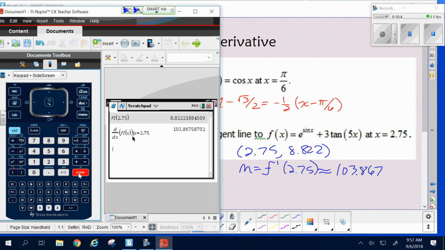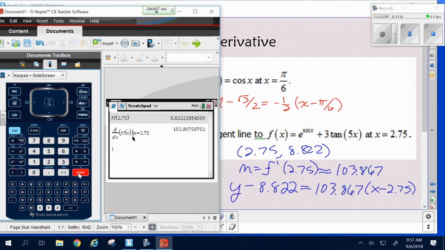What's step 3? Point slope. We got a point, we got a slope, point slope. y minus 8.822 equals 103.867 times x minus 2.75. Tangent line complete. Are you with me? Cool. All right, let's go on.